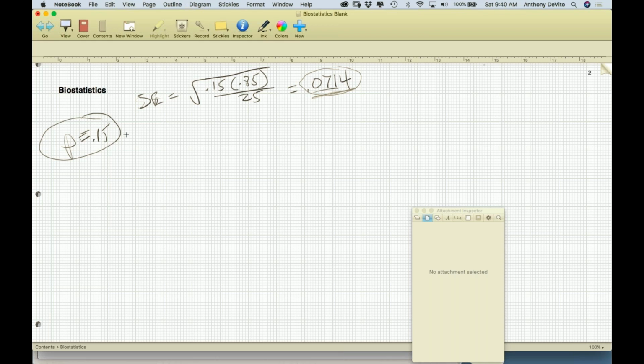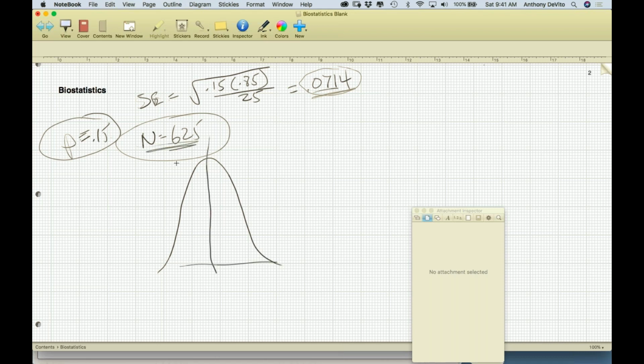if you took repeated samples from this population of 0.15, instead of taking a sample size of 25, you took a sample size of 625, what would be the range of values that you would find 95% of the samples to occur in? So we expect, if we repeatedly took samples of 625, and 0.15 is our estimate of the population proportion, then I would expect 95% of the time for these values to be between two standard errors below the mean and two standard errors above the mean.